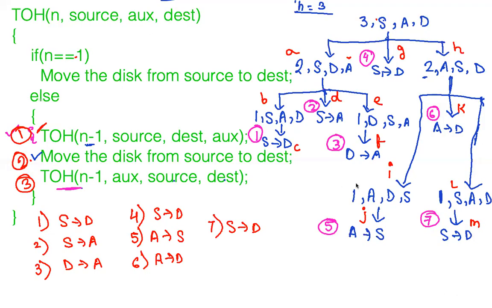So this corresponds to the manual solving of the puzzle which we have done for n equals 3, and our recursion tree corresponds to that. So this is how you can do it for n number of disks.